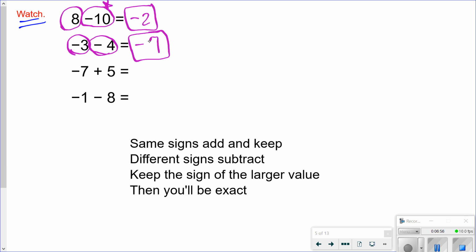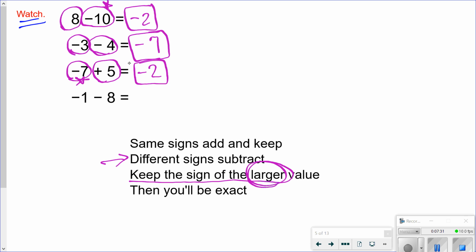All right, the third one here. 7 has a negative in front of it, and the 5 has a positive in front of it. So we have different signs on this one. Different signs are going to subtract, and you keep the sign of the larger value, the larger absolute value. So negative has more than the positive does. Subtract them. 7 minus 5 is 2. And our answer is a negative because the negative has more than the positive.